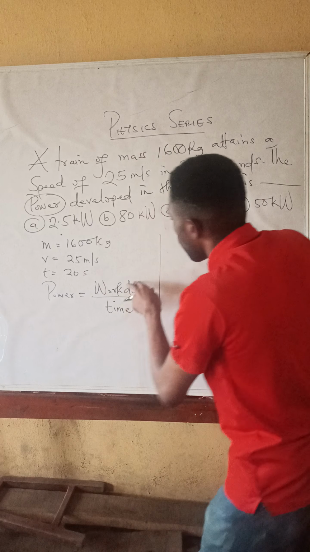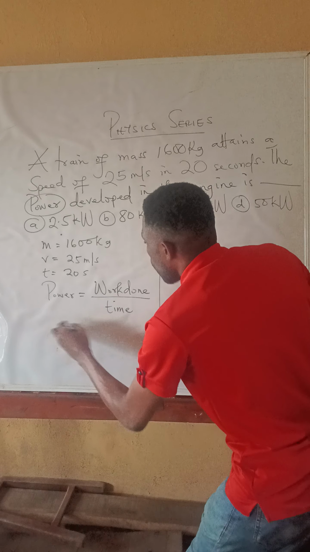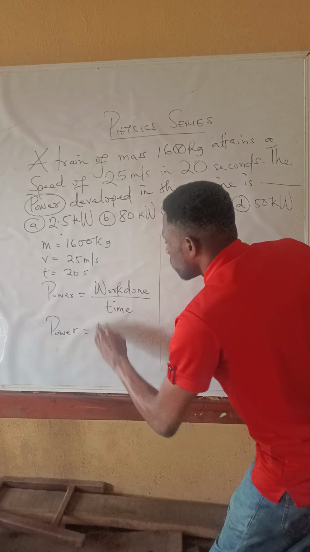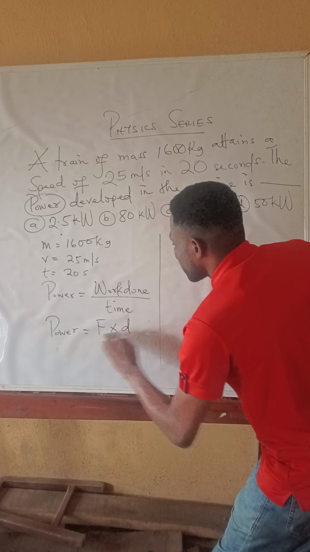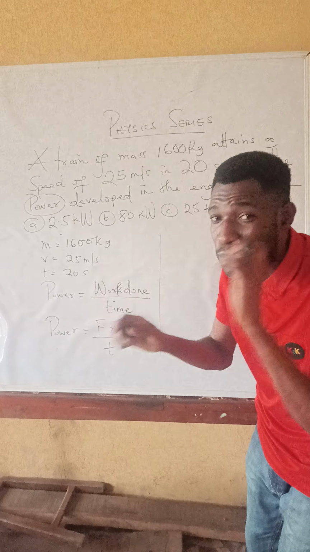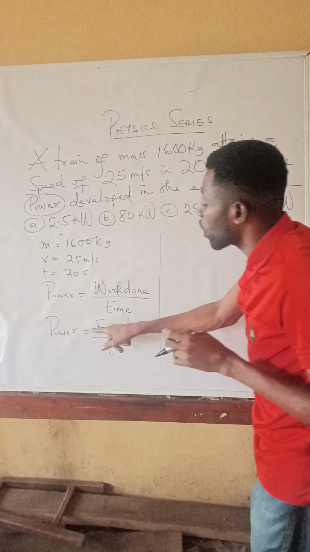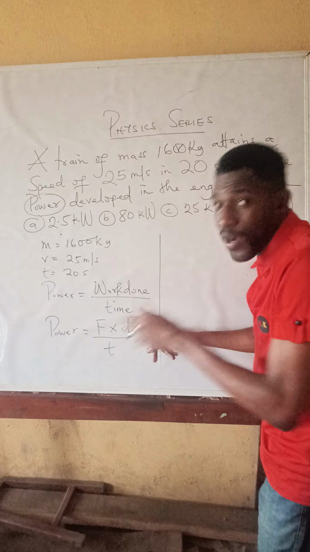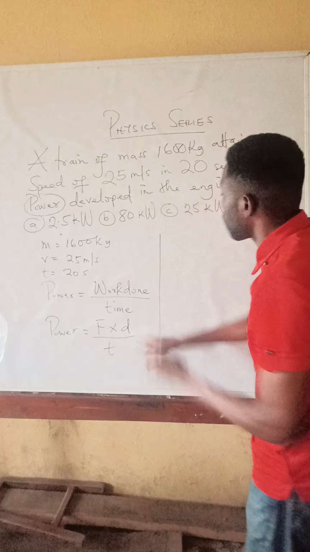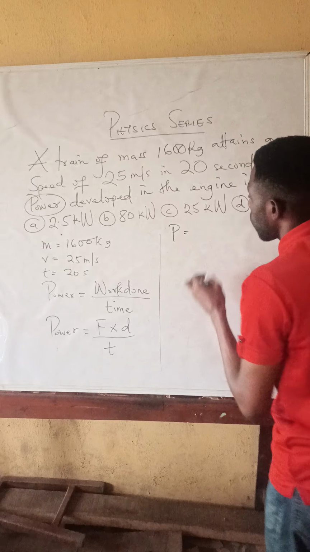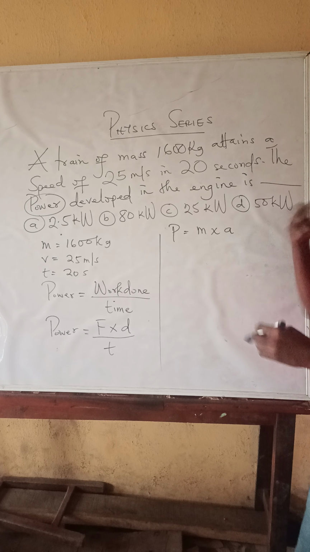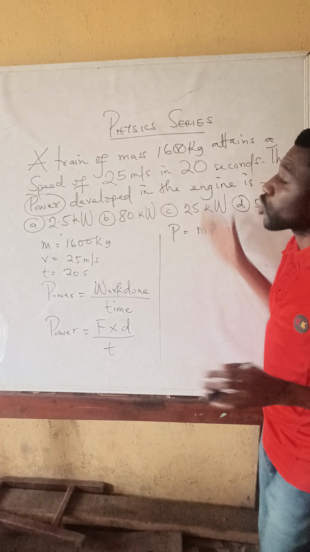Now, power is work done over time, and work done is given as the product of force and distance. Follow me as I break this down step by step, bit by bit. Work done is the product of force and the distance in the direction of the force, divided by time. We're not given force in the question, but we can express force as the product of mass and acceleration. We're using m times a and not m times g because we are dealing with a straight line motion.